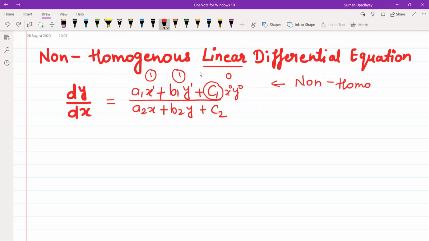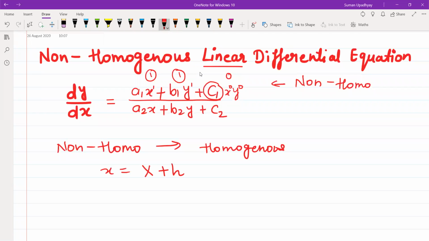So let us focus on the first step. How am I going to convert the non-homogeneous to homogeneous? For that, you have to take a substitution, and that substitution is this. You have to take small x as capital X plus h and small y as capital Y plus k. So this is the substitution which we are going to take for converting our non-homogeneous into homogeneous.